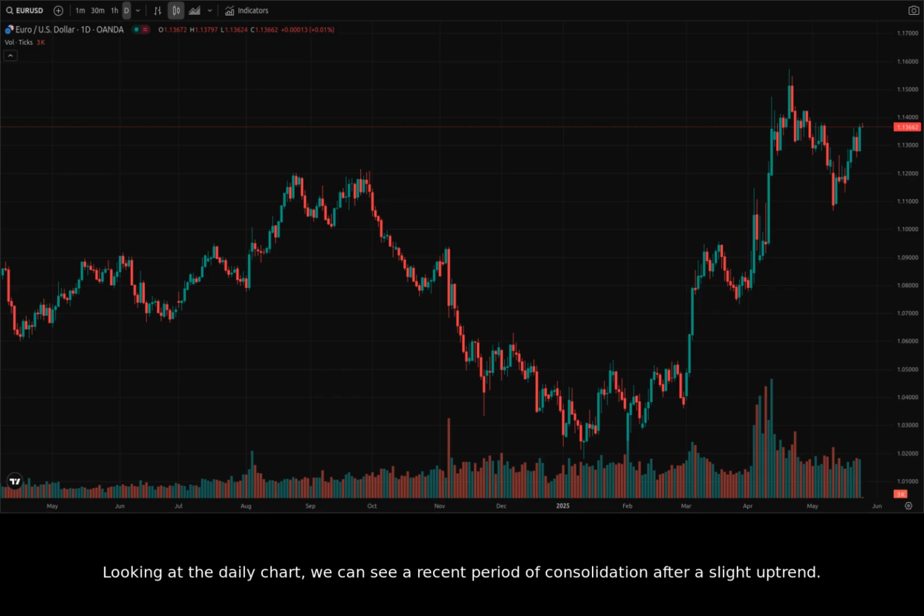Looking at the daily chart, we can see a recent period of consolidation after a slight uptrend. The price has been hovering around the 1.08 level, suggesting some equilibrium between buyers and sellers. However, recent selling pressure may indicate a shift in sentiment. The 1.08 level will be important to keep an eye on. A break below this level could lead to further downside, possibly testing lower support levels around 1.07 or even 1.06.